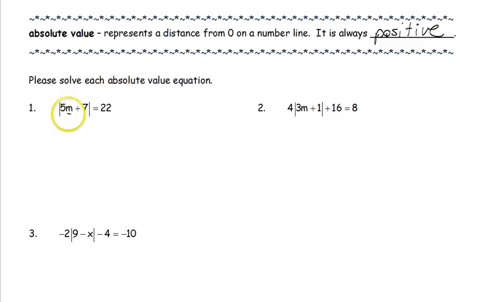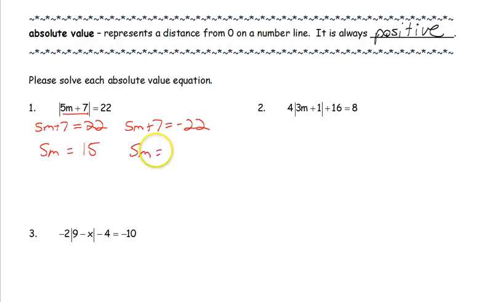So let's do this. This middle piece here can be either 22, or technically this middle piece in here can equal negative 22, because if it does, the absolute value will then turn it to a positive anyway. So you end up solving for two different equations. Let's do this now. We get 5m is equal to 15, or we get 5m is equal to negative 29. Our final answer is m is equal to 3 and m is equal to negative 29 fifths.